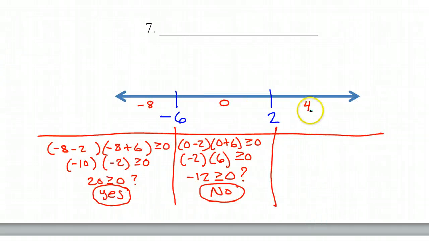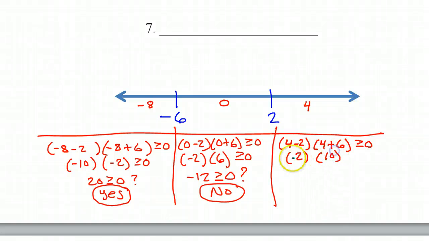Okay, finally we will test the 4 out. So if I put the 4 in there, it's going to look like this. 4 minus 2 and 4 plus 6. Trying to see, is that greater than or equal to 0? Well, that's going to give me 2 and 10. And you can already see that this is going to be greater than 0. That's going to give me 20 greater than or equal to 0. Just like before. Look at that. So that's, again, definitely a yes.